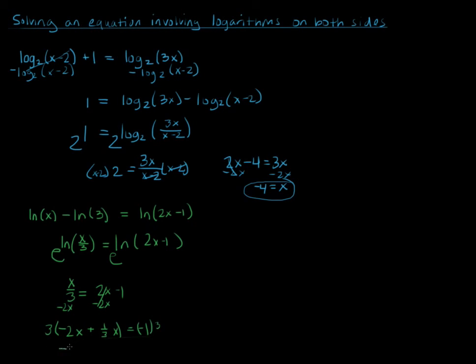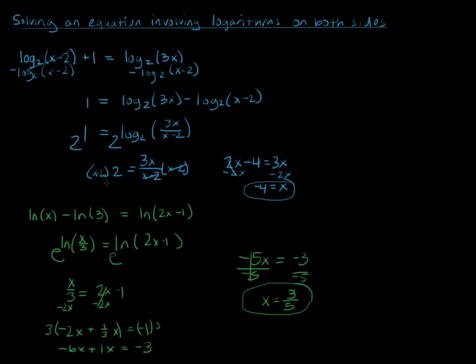So we get negative 6x plus 1x equals negative 3. Negative 6x plus 1x is negative 5x equals negative 3. Divide both sides by negative 5. So we get x equals 3 over 5. And that is our final answer.